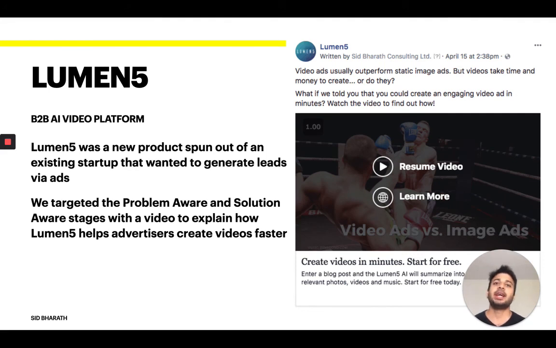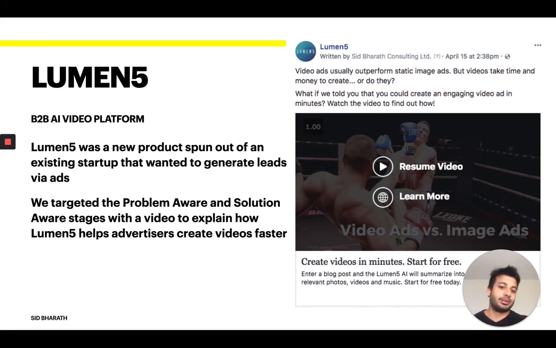Lumen5 is a software company that's basically a video platform, and it uses AI to convert your content, say your blog content, into a video. They were targeting agencies, software companies, and other companies that wanted to create video. Here, I targeted the problem aware and solution aware stages, so folks who are aware that it's not easy to create a video for their marketing campaigns. And then with a video, obviously, I explained how Lumen5 makes it really easy.